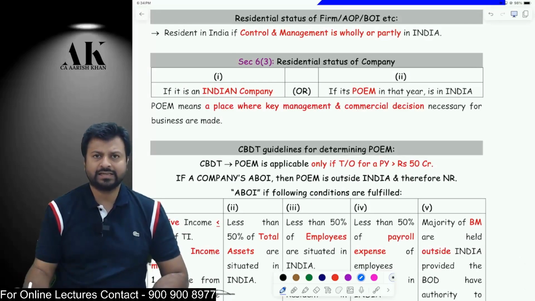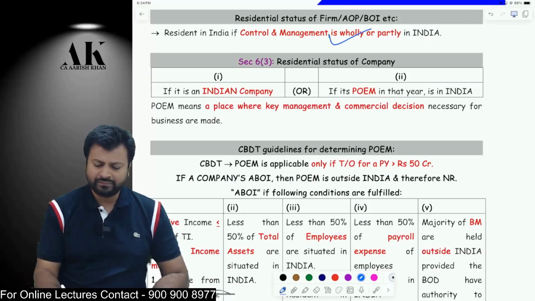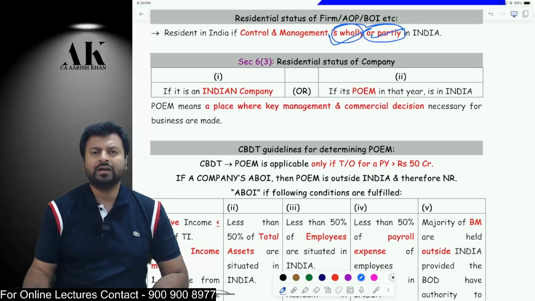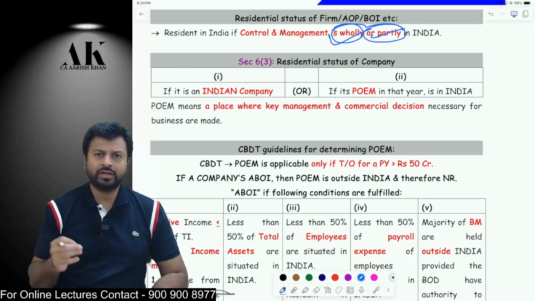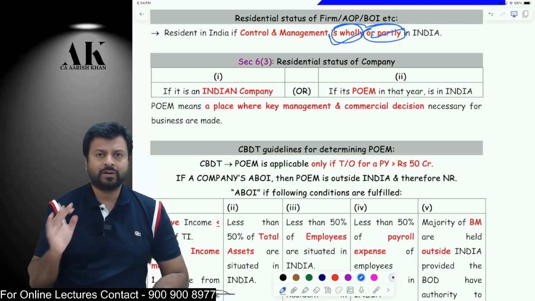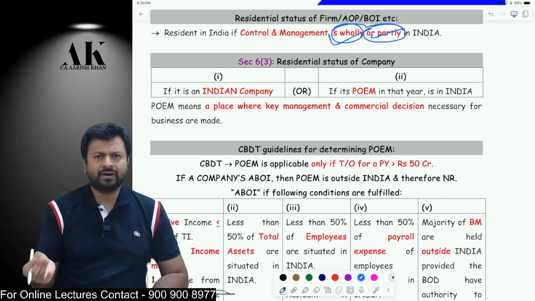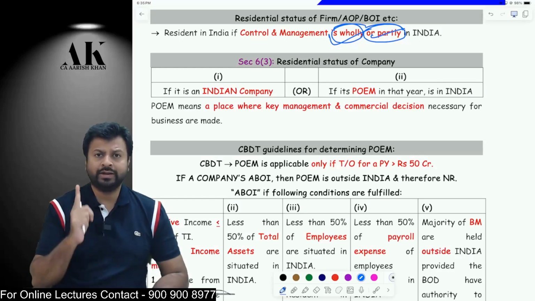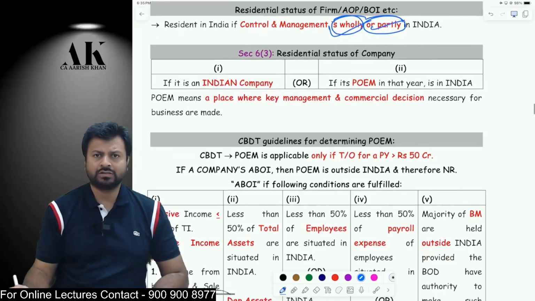Next. When will a firm become resident? Again, same as an HUF, when the control and management of the firm is wholly in India or partly in India, it will be called resident in India. Sir, can a firm also be called ordinary, not ordinary? No. Ordinary, not ordinary is only applicable to individual and HUF. Apart from individual and HUF, all other assessees will be either resident or non-resident. They will not be called ordinary or not ordinary.